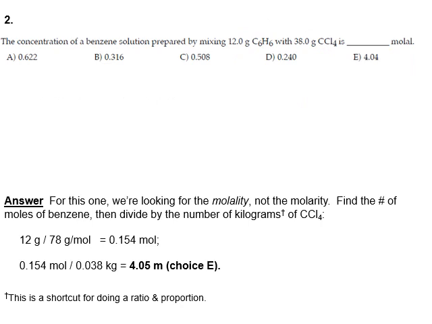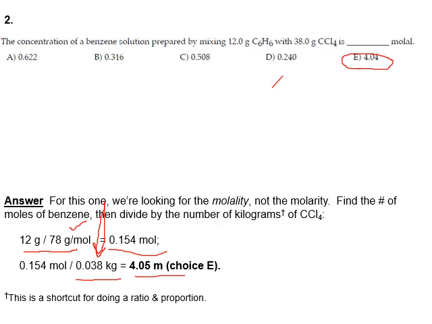So when we divide the 12 grams that we have of the benzene by the 78 grams per mole, we get 0.154 moles, which we divide now by 0.038 kilograms, and we get 4.05, which is not exactly the same as this answer choice, but it's probably the right one because none of the other ones are even close. Now again, down here at the bottom, if you want, you can do this as a ratio and proportion.